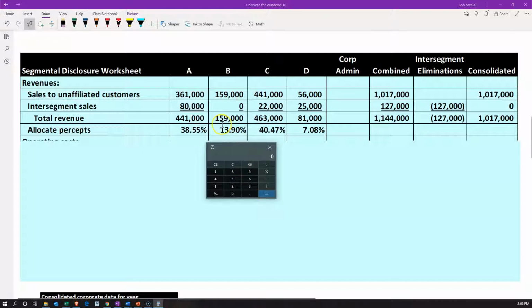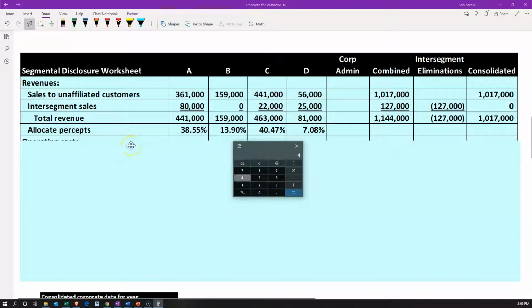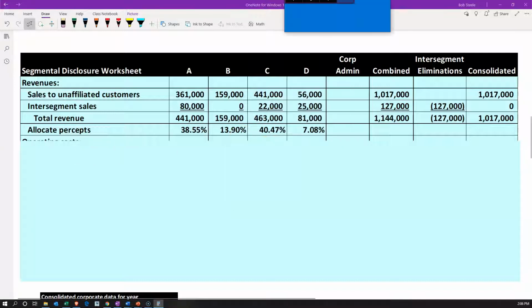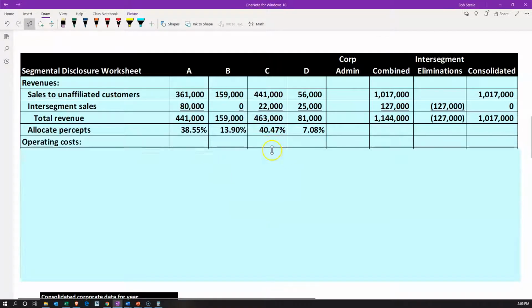This number then, same process, 159,000 divided by the total, 1,144,000, and that gives us about 13.9 if we move the decimal over. And we'll do it again, 463, that's backwards, 463,000 divided by the 1,144,000. There's our 40.47, and one more time, 81,000 divided by the 1,144,000. That gives us our 7.08%. So there's our percentages. Let's see what else we have then.